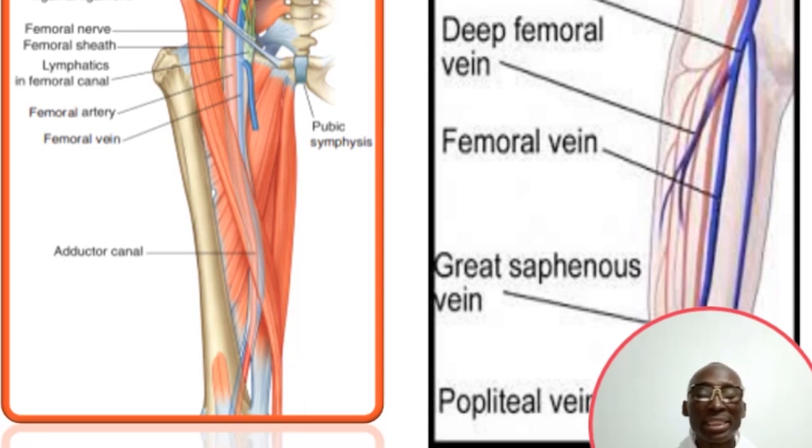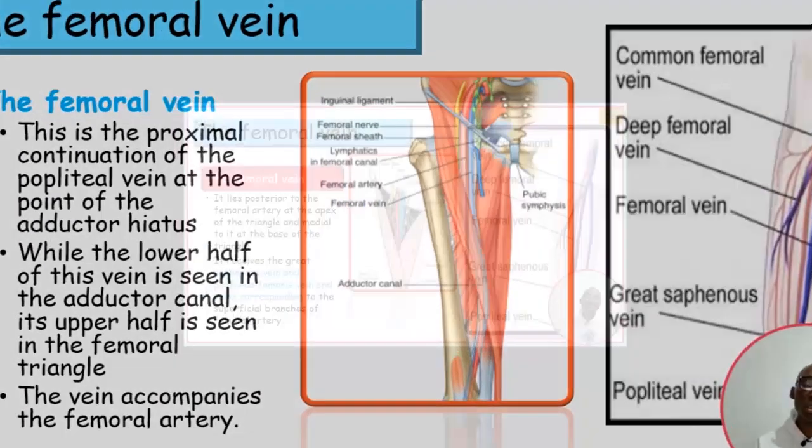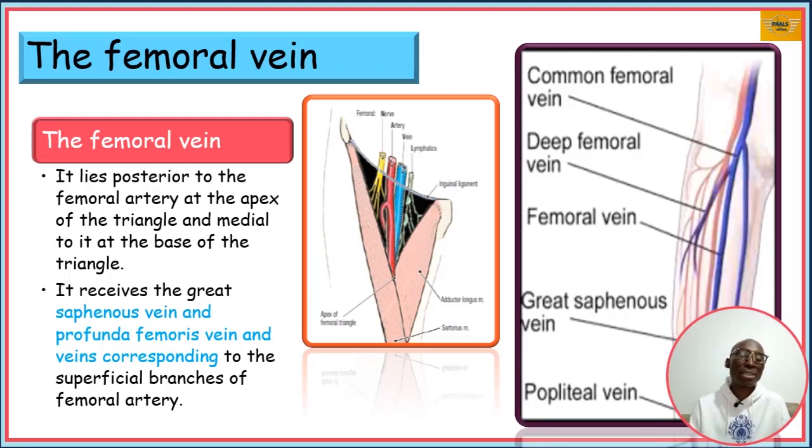Now, this vein will accompany the femoral artery. Here is the femoral vein, and then here is the artery that it is accompanying. Also, still on the femoral vein, we'll look at how it lies. As we noted in our discussion on the artery, the femoral vein lies medial to the artery at the base of the triangle, but towards the apex, it will be seen lying posterior to the artery.